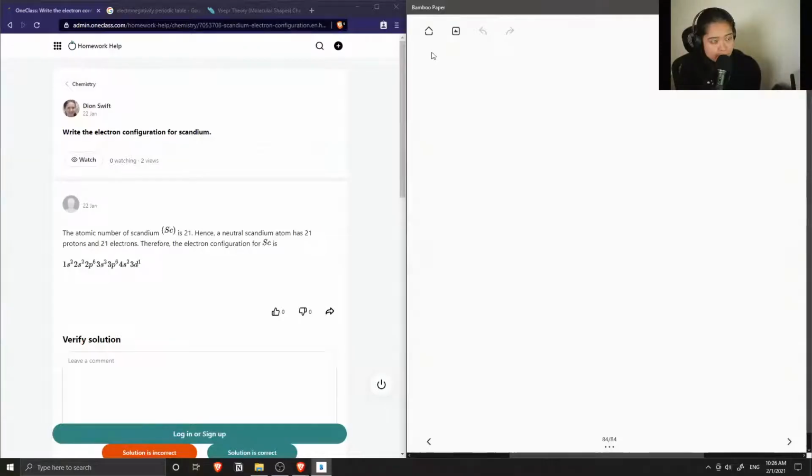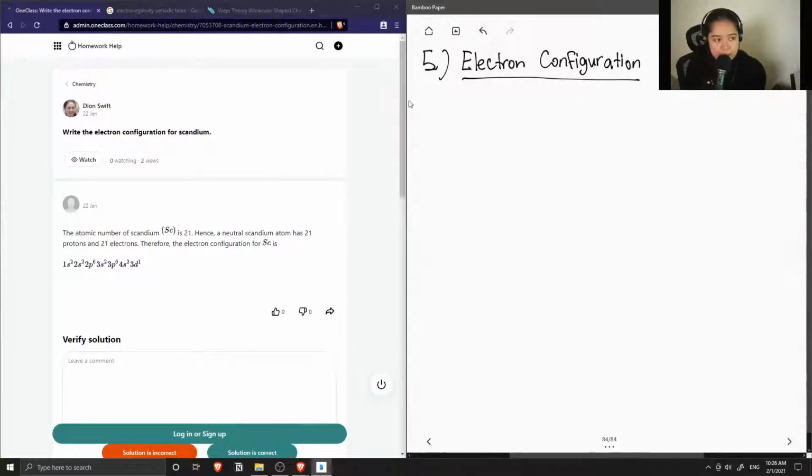Okay, so question number 5. Write the electron configuration for scandium. Okay, so to determine the electron configuration of a certain element, we need to follow a set of steps.